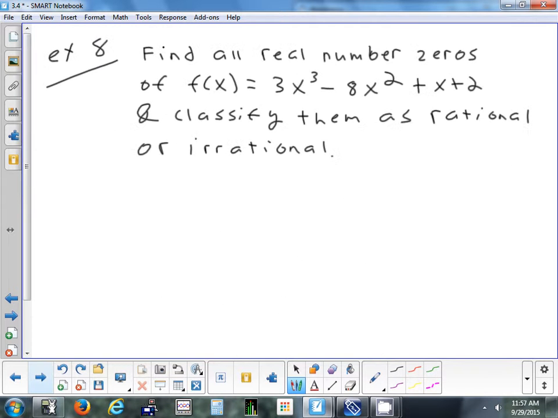And let's finish up with this one. All right, so find all real zeros. Now this time, they want them whether they come out to fractions or you can't write it as a fraction. All right? Either way.